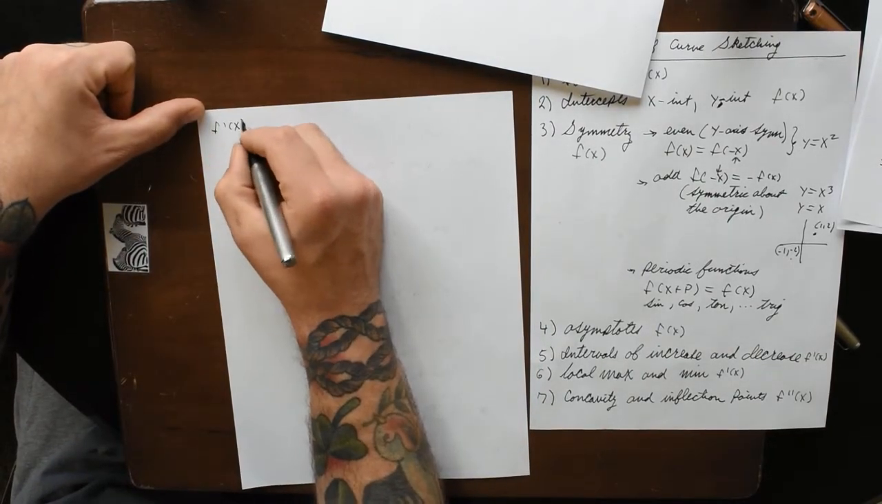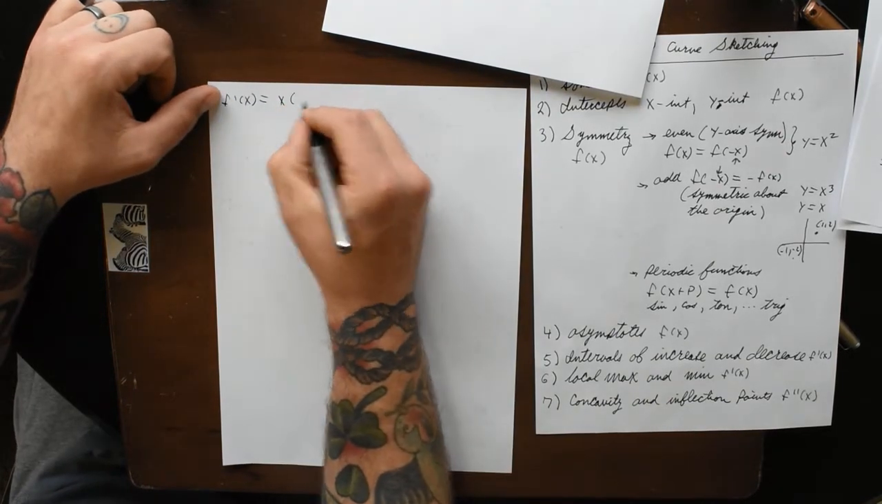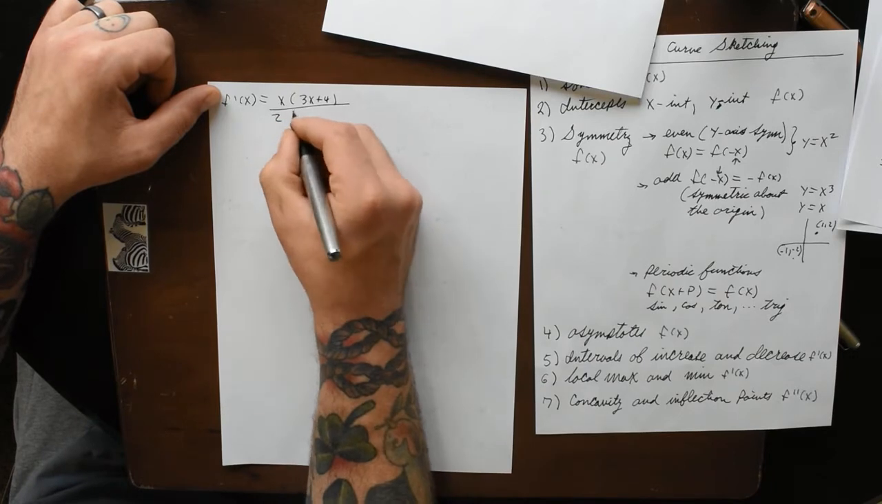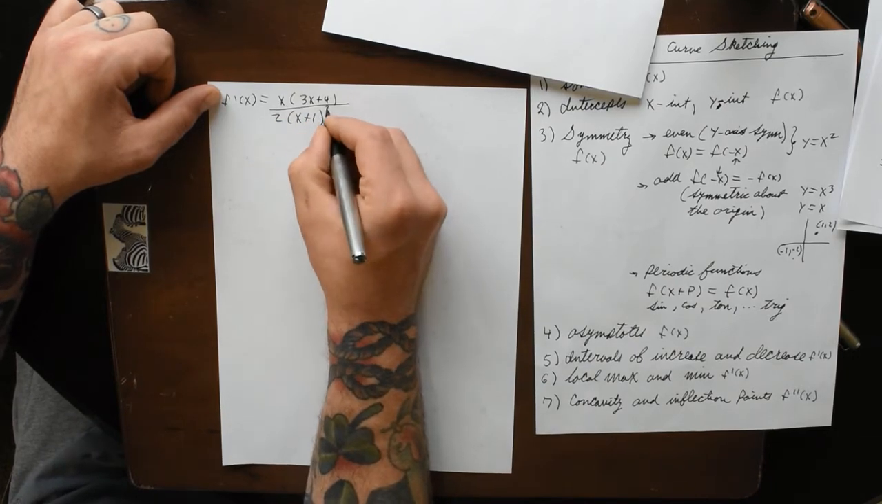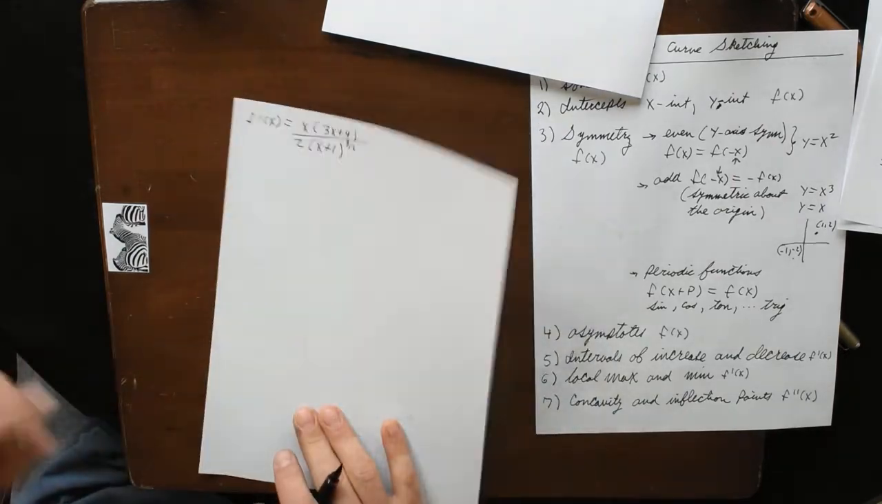f prime of x is equal to x times (3x plus 4) divided by 2 times (x plus 1) to the 3 halves. That's 2(x plus 1) to the 3 halves, over 3 halves x times (3x plus 4).